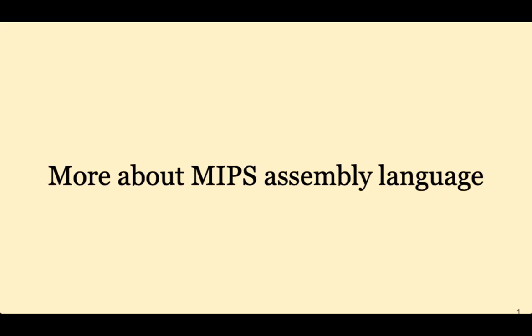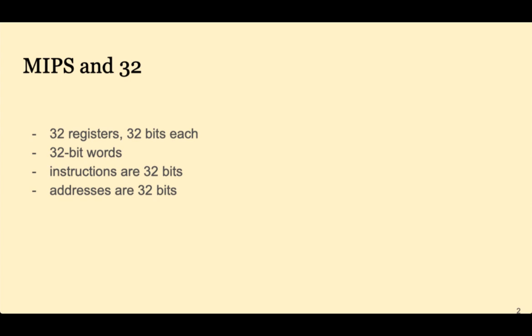Welcome back. In this video, we'll learn more about MIPS programming and go all the way down to the ones and zeros. The number 32 pops up a lot in MIPS. There are 32 general purpose registers. Each of those is 32 bits in length. Words in memory are 32 bits long. Instructions are 32 bits, and addresses are 32 bits.